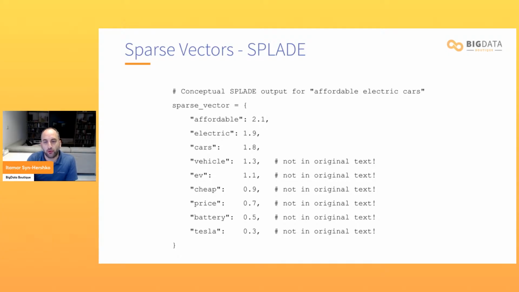So any search for affordable is going to find it, as well as electric car, and car and vehicle, and so on. And maybe the electric car will also map to Tesla and other vendors, and so on. So Splade will actually be able to do it. It's still a sparse vector, so it's still relatively cheap and fast to compute, but it's going to capture semantics, but it's not going to be as costly as dense vectors, at least to compute.